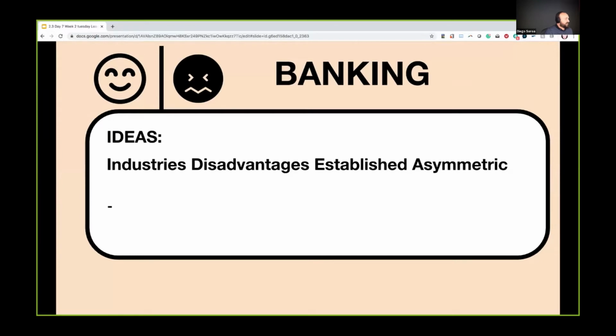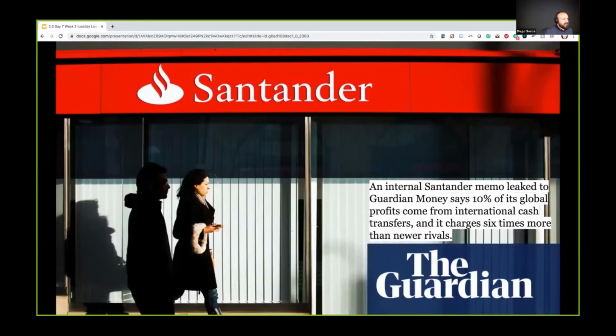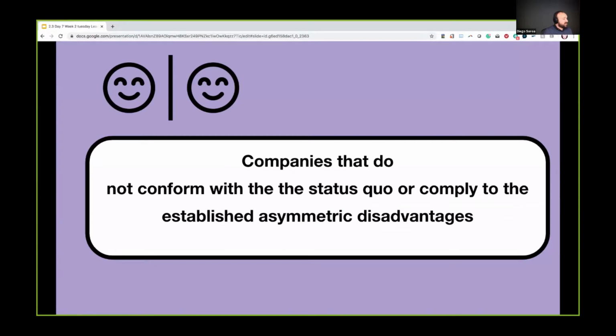In banking, for example, there's plenty in the banking industry. An internal Santander memo leaked to Guardian Money said that 10% of its global profits come from internal cash transfers, and it charges 6 times more than newer rivals, right? So this is a clear example of an asymmetric established disadvantage. But there are companies that do not conform with the status quo, they do not comply, and they come up with specific value propositions to right these wrongs, okay?